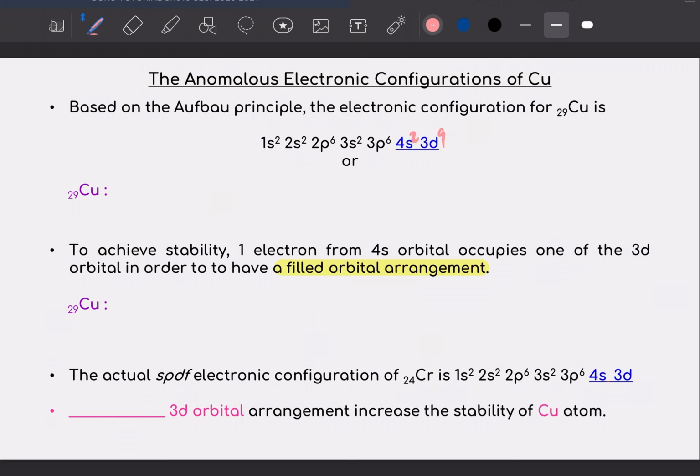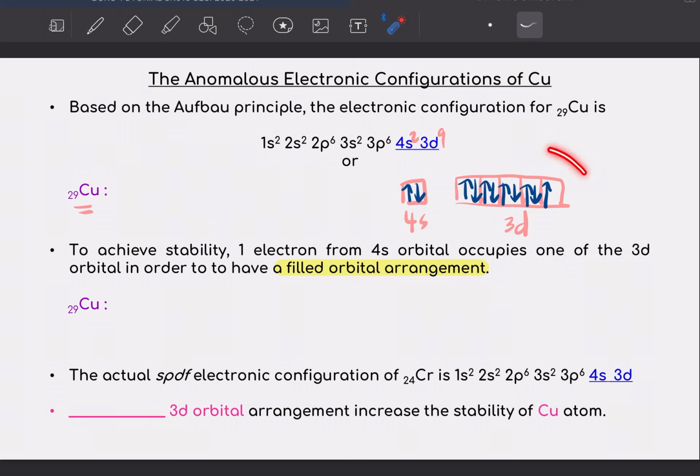Okay, so awak cubalah lukis, draw the orbital diagram, and you will see that your 4s and 3d 1, 2, 3, 4. Okay, you fill in your electron. It is 4s2, 3d9. 5, 6, 7, 8, 9. Okay, 3d9.